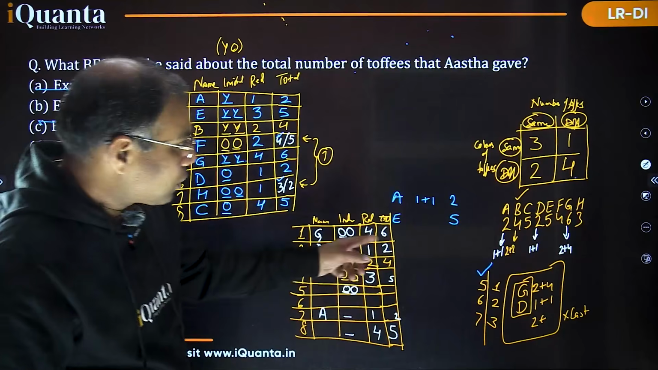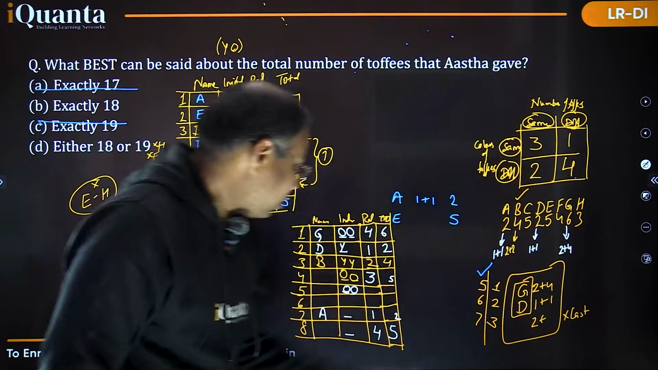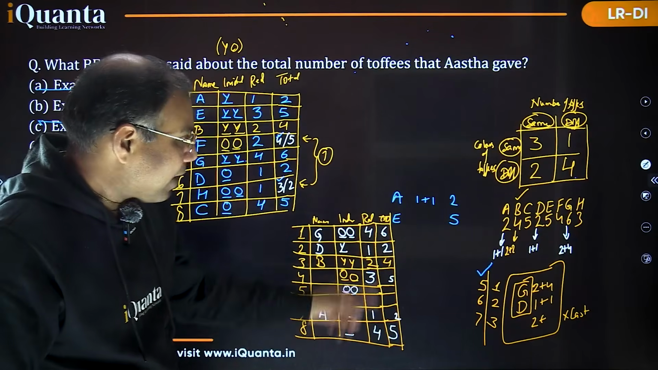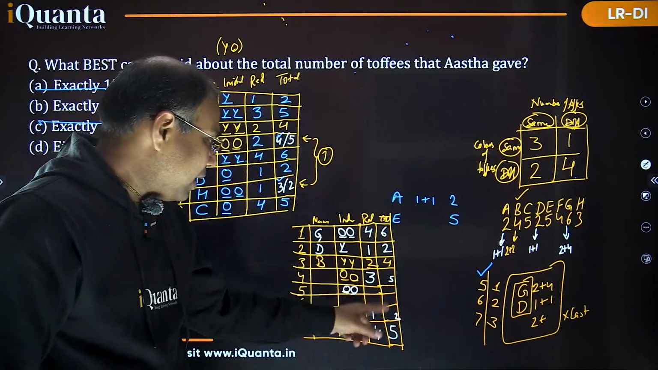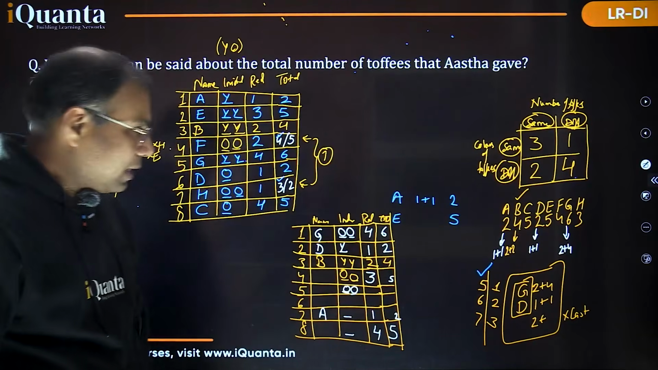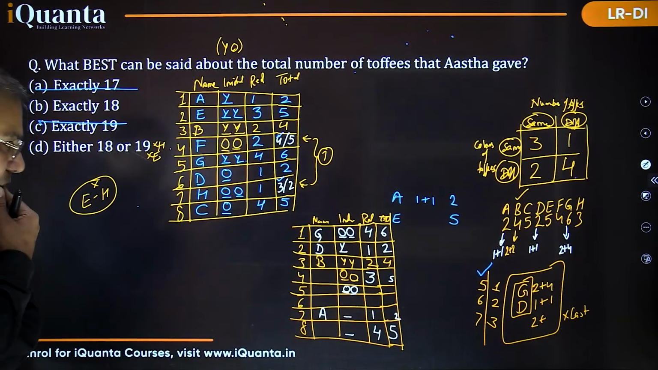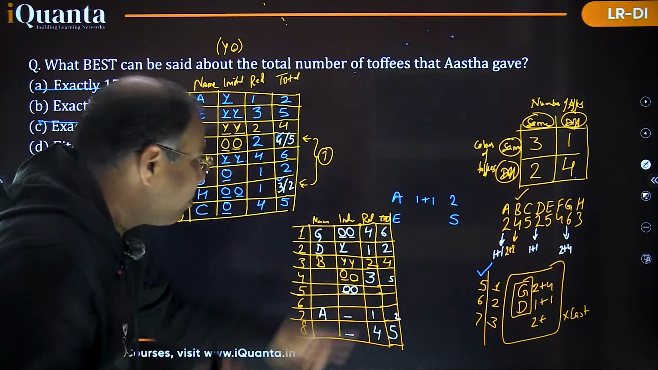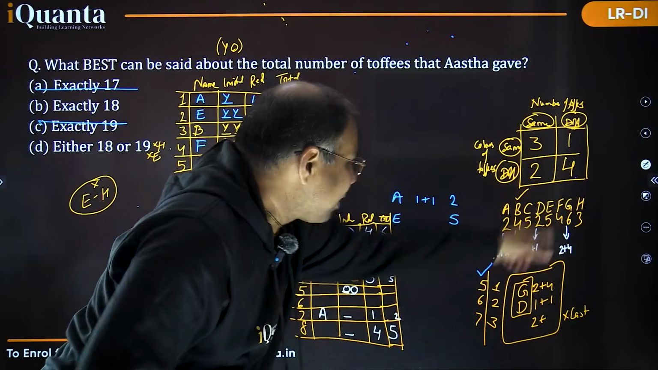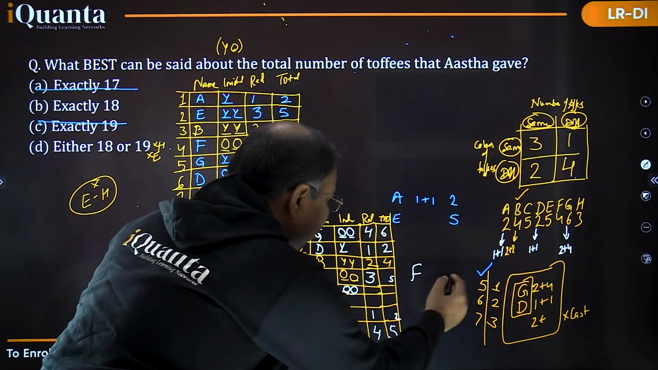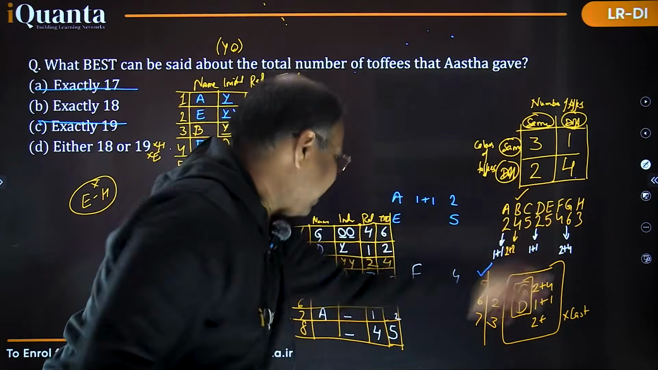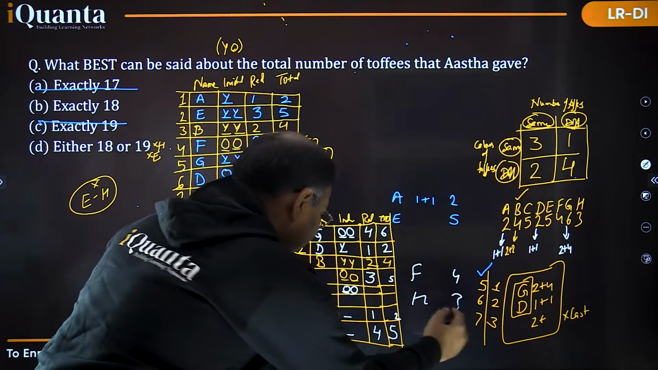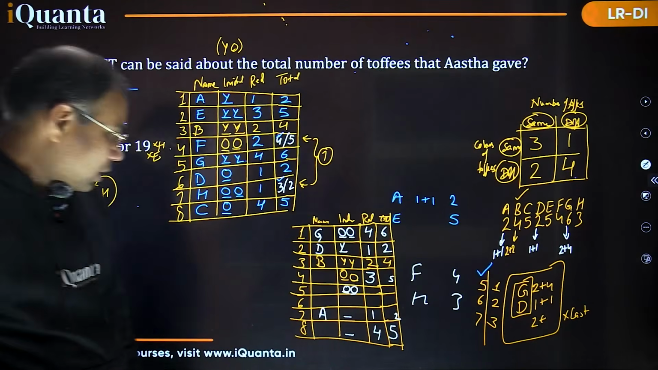So 2 2s are gone. I think 3 is remaining. 2 5s are gone, and 1 4 is remaining. 3 and 4 are remaining here, right? 1 is 3 and 1 is 4. Which 4 is remaining? So B is already there. So I am left with F, who is having total 4, and I'm left with H, who is having total 3. Okay. So H is going to be in one of the two positions.